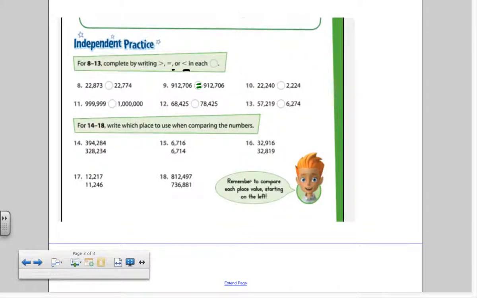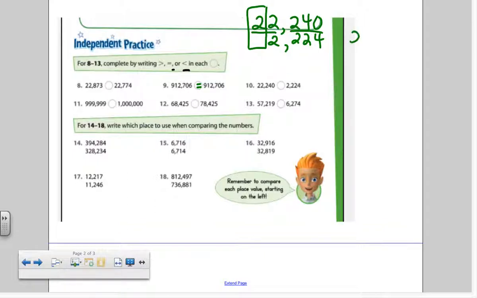Again, if you think you have it, go ahead and pause. Please try it on your own. Have to be very neat with the next one. You might have to do it on the back of your paper. This one has 5 places. 22,240. The next number only has 4, so we're going to line this first 2 up in the thousands column. 2,224.